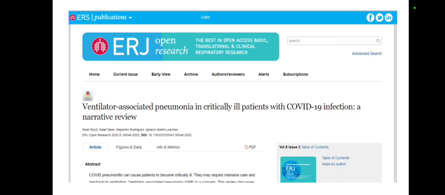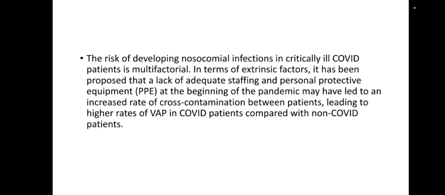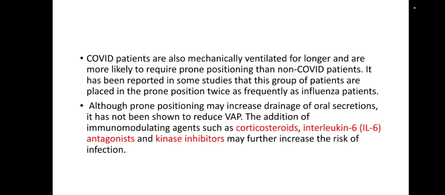COVID-19 and ventilator-associated pneumonia. We found research about ventilator-associated pneumonia in critically ill patients with COVID-19 infections in the European Respiratory Journal. The most important thing we noticed is that corticosteroids, interleukin-6 antagonists, and kinase inhibitors may further increase the risk of infection.